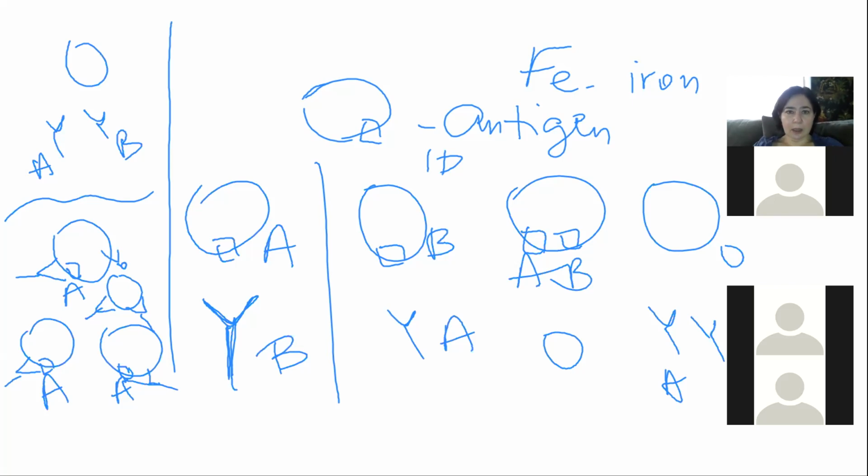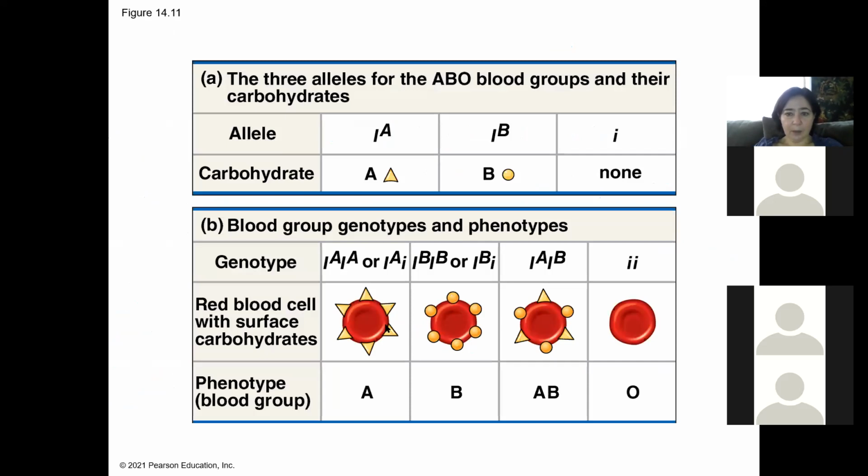Okay, so this is called the antibody-antigen reaction. Now, as I said, this is the genotype. O, this is genotype A, B, and AB. And you can see the triangle is the antigen for A, the circle is the antigen for B, and this is AB.